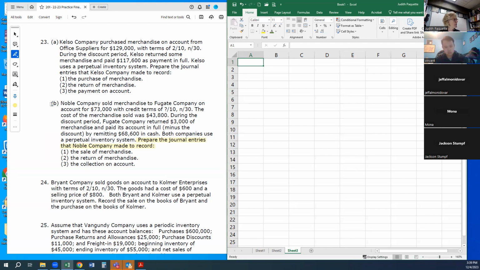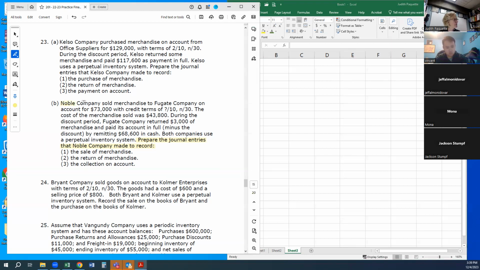We're doing 23B. Perpetual. Yes, it is perpetual. You know this because they have to tell you. And there it is. They use a perpetual inventory system. There's no guessing here. They have to tell you.